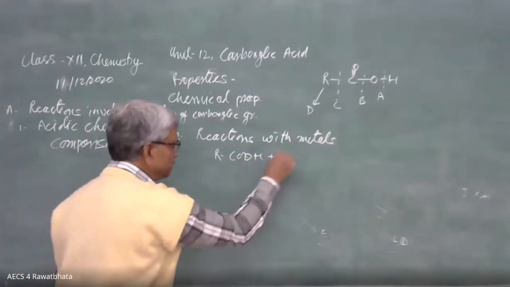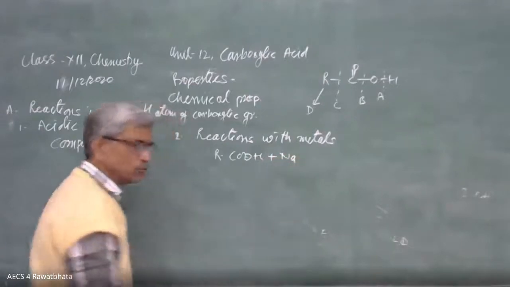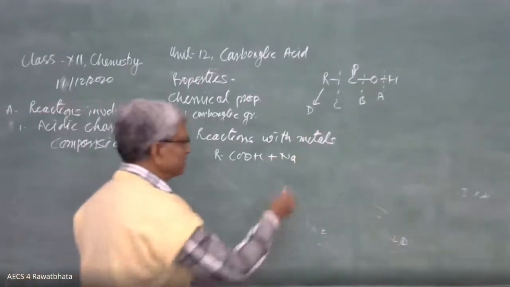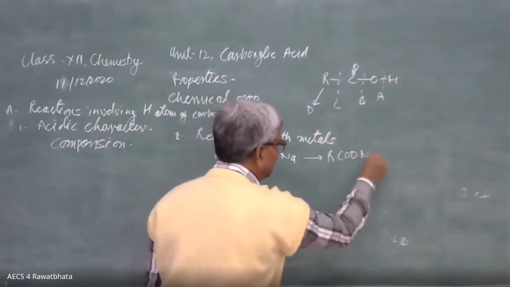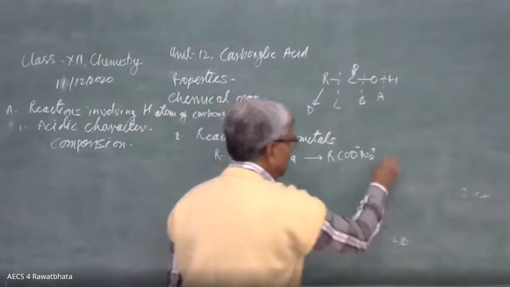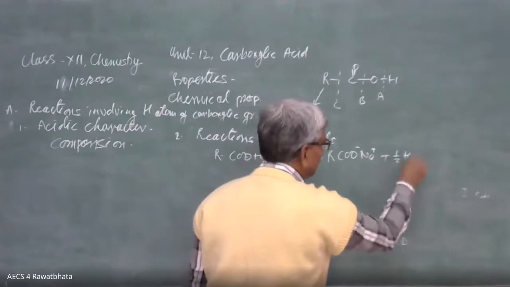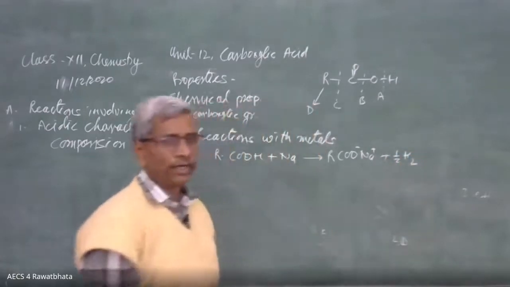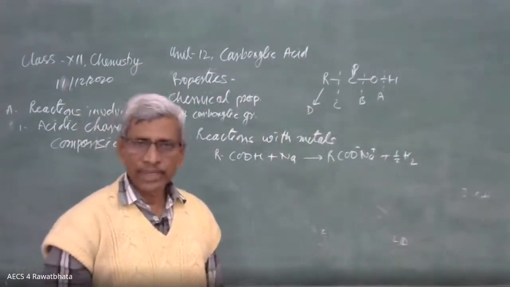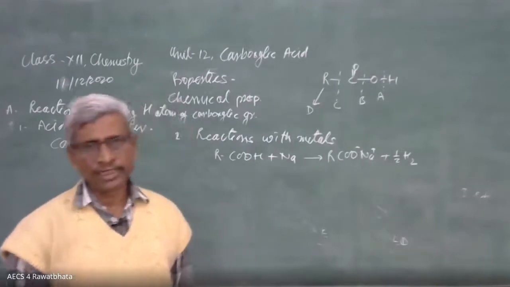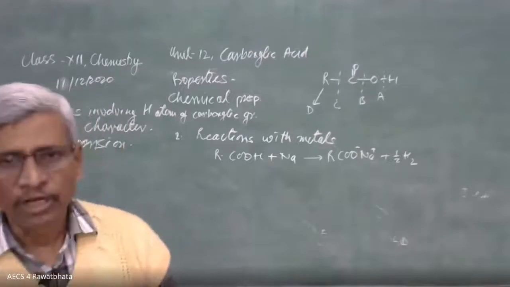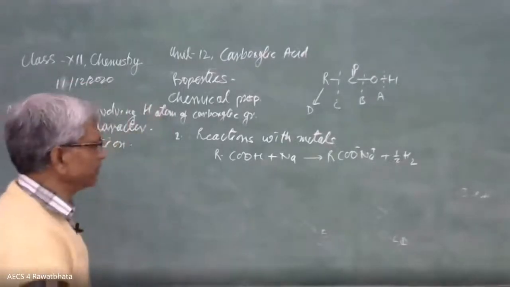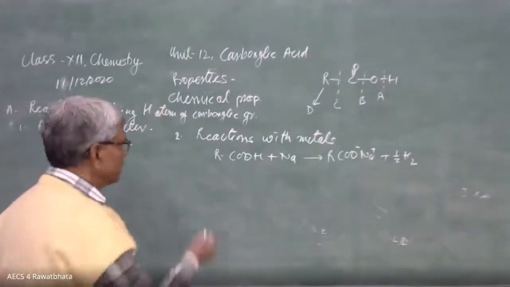RCOOH combines with a reactive metal like sodium, a simple reaction. It forms a salt, RCOONa, plus hydrogen gas. This is one property of an acid: combines with metal to form hydrogen gas. So this is like this. Okay, beta. It combines with sodium carbonate also.